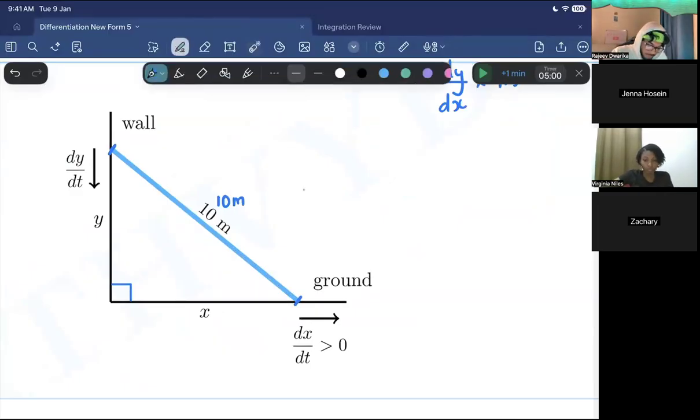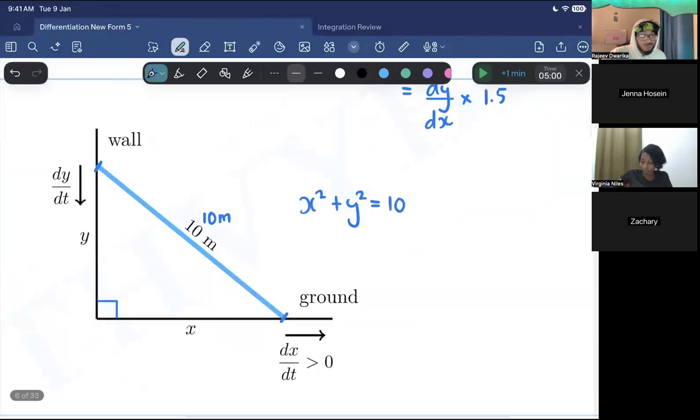x squared plus y squared equals 10. You're so close. Remember, Pythagoras theorem is: the horizontal squared plus the vertical squared is equal to the hypotenuse squared, so 10 squared. You understand?